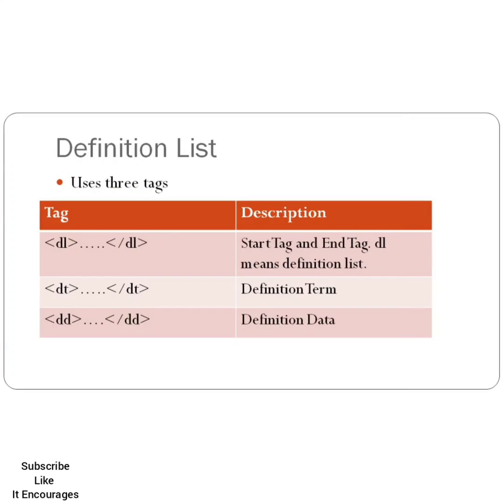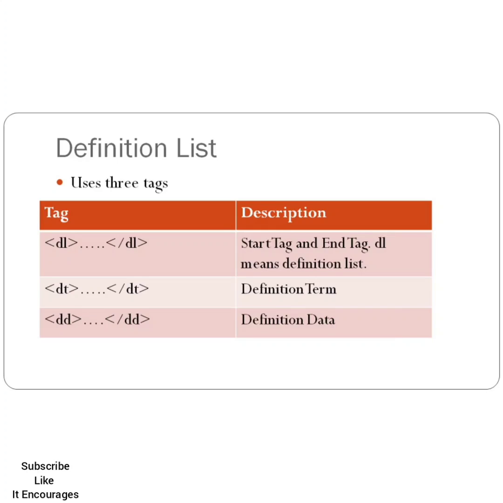The third type of list is the definition list. Whenever we want to display text in a form that resembles a dictionary or glossary of terms, we use the definition list. By using this, we can present the output in the form of a dictionary where you have the word and then after the word you have the meaning of that word.